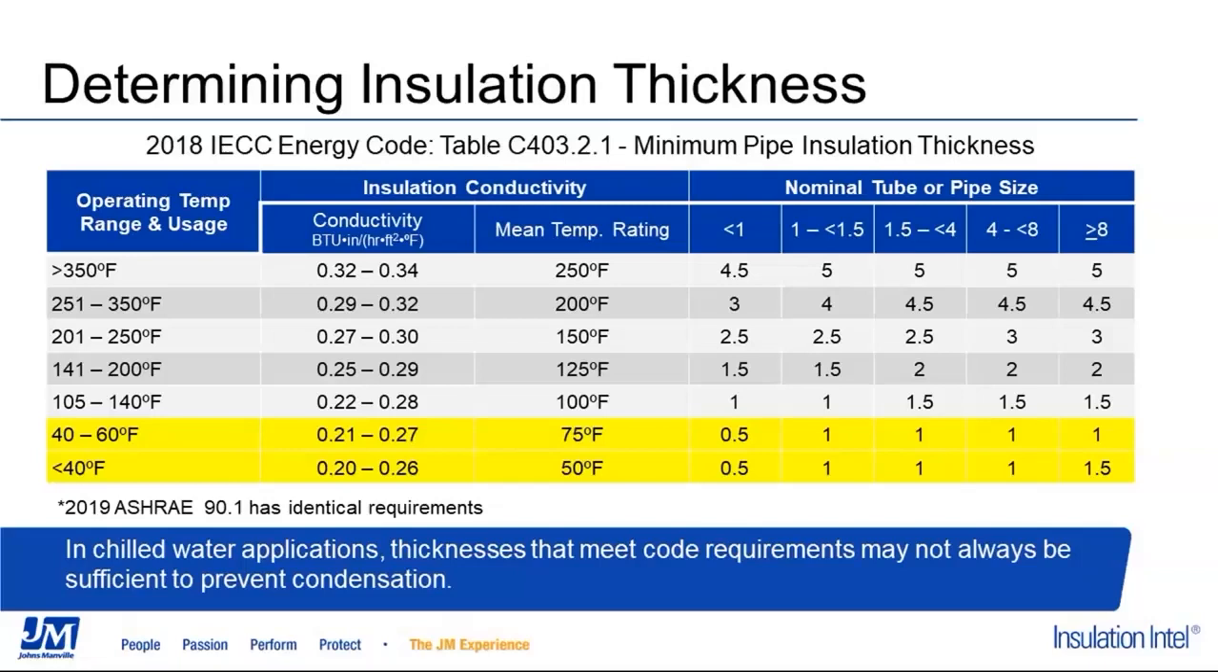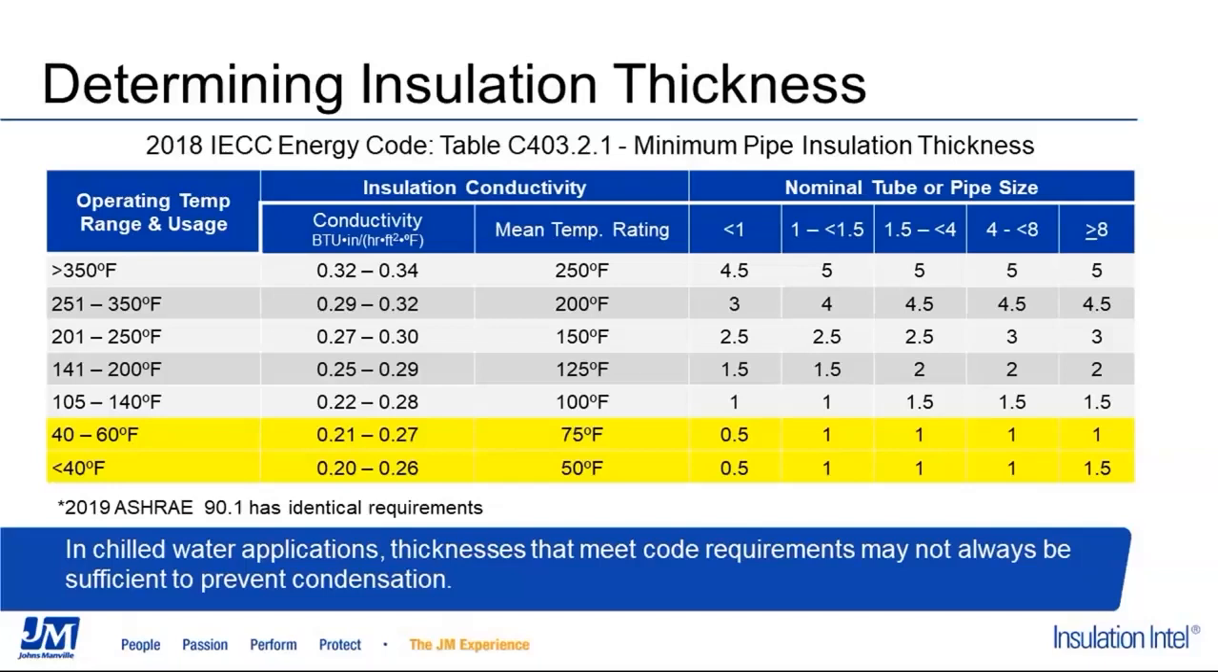The table on this slide is taken from the current 2018 edition of the IECC, but the ASHRAE 90.1, as mentioned, has the exact same requirements. This table of required pipe insulation thicknesses has different rows that apply to the entire possible range of pipe temperatures, and then a number of columns that cover all the pipe sizes. In addition, the table, as published in the codes, is designed around insulation with a specific thermal conductivity as shown. This happens to be the normal range for glass fiber.